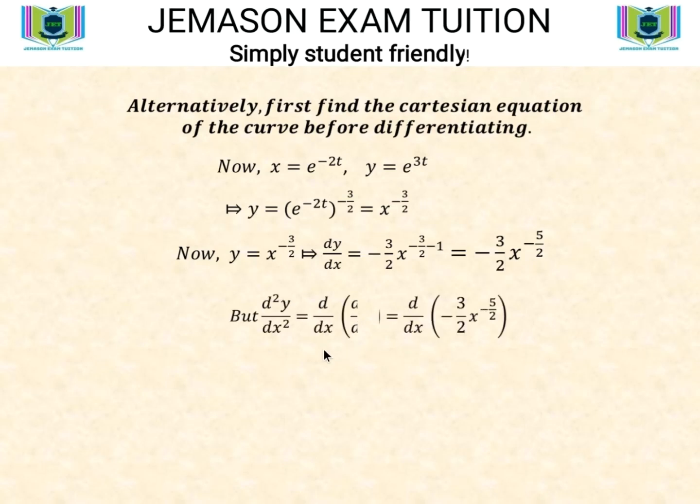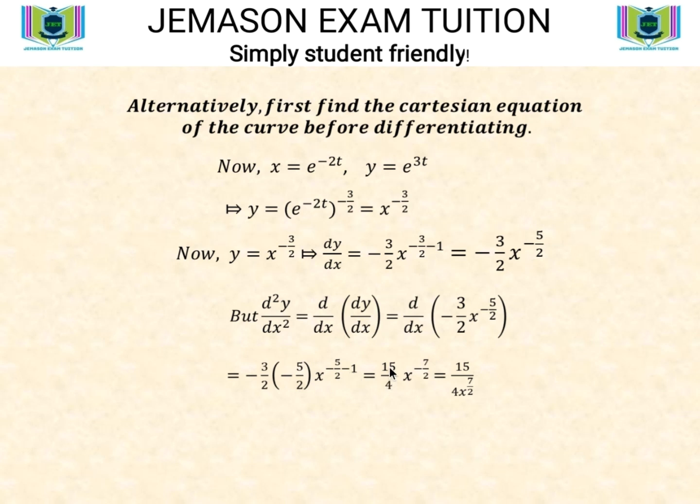Now to have the second derivative, we have to note that d squared y over dx squared equals d over dx of dy/dx, and that should then be d over dx of the first derivative that we have just gotten, negative 3 over 2 x to the negative 5 over 2. Proceeding to differentiate, we have to multiply again the coefficient of x by the power of x as we are differentiating using the power rule, so that we get negative 3 over 2 times negative 5 over 2 x to the negative 5 over 2 minus 1.